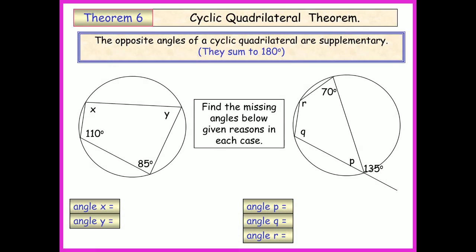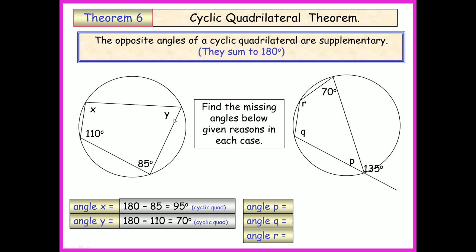So the first one, we have to find out x. Well, we know this is a cyclic quadrilateral because we've got 4 points on the outside, and we know that these opposite angles are equal. So we know that x and 85 add together to give me 180, and if I work that out, that will give me 95. Similarly, we know that y and 110 give me 180, so y will equal 70.